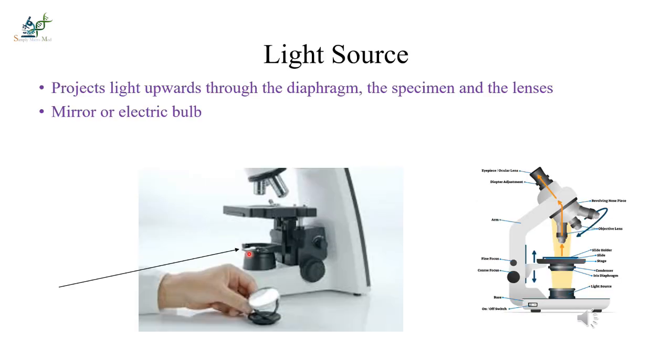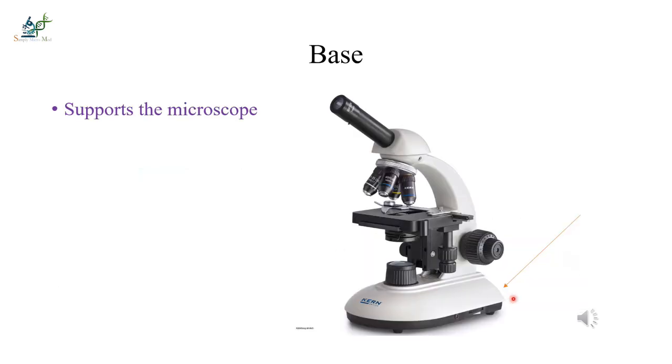Light source. It projects light upward through the diaphragm, the specimen, and the lens. This mirror and electric bulb are used as light sources. In earlier times, in the basic simple microscope, we used a mirror as the light source. The light will come and hit this mirror, and the mirror will reflect the light towards the specimen through the condenser. Nowadays in most microscopes we use an electric bulb as the light source. At last, this is the base, which supports the microscope.